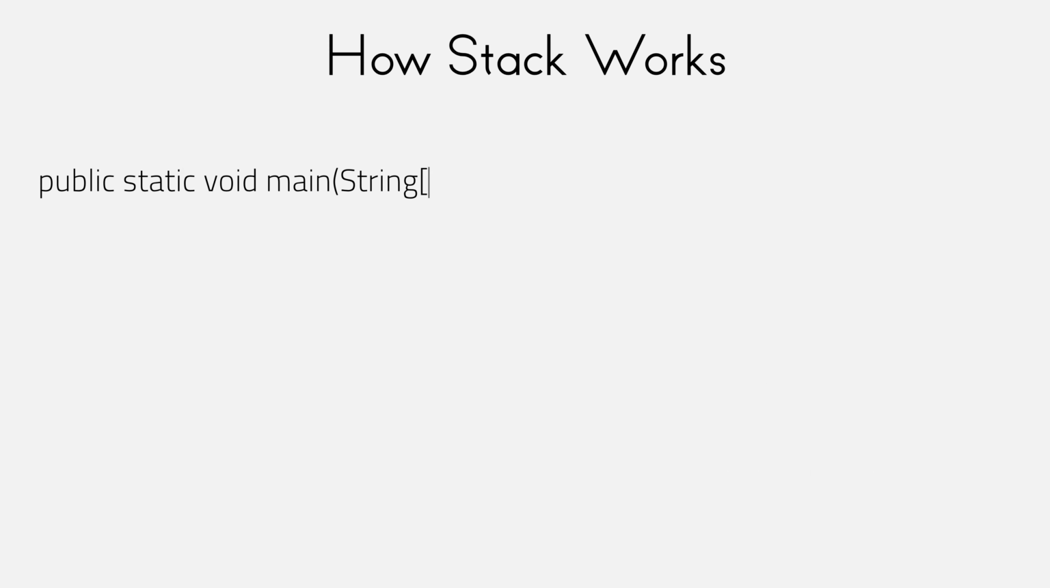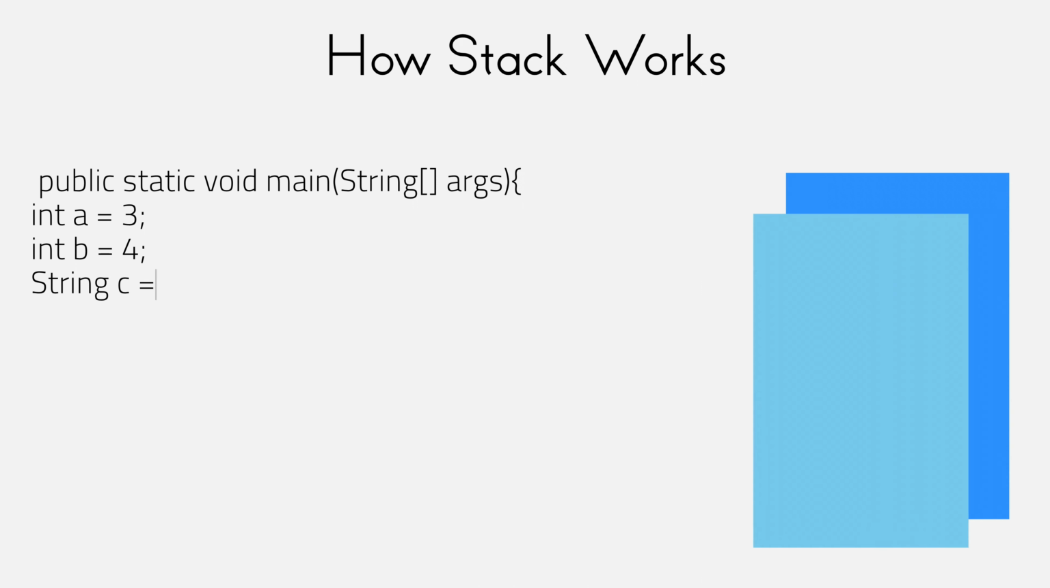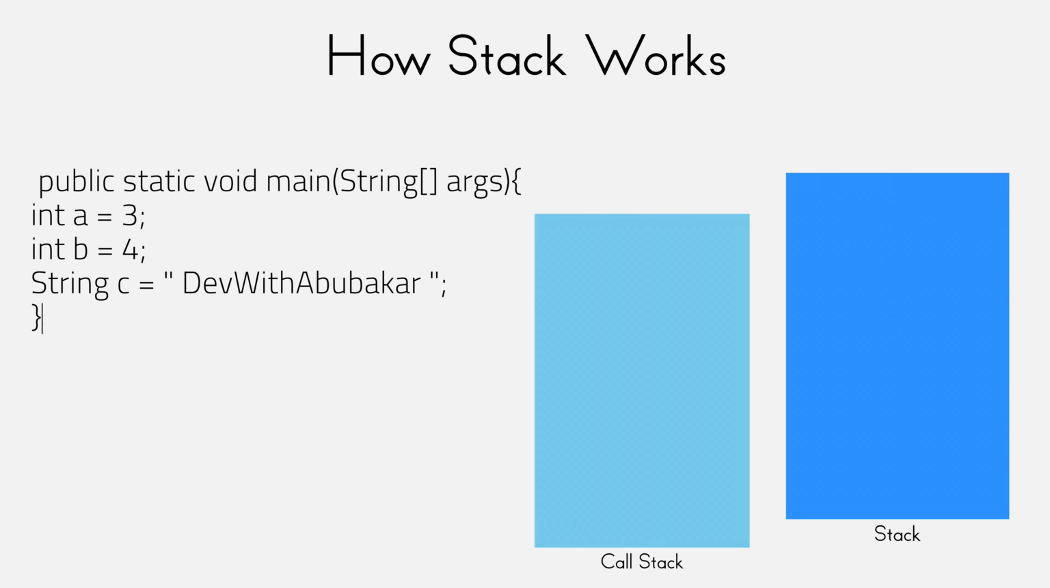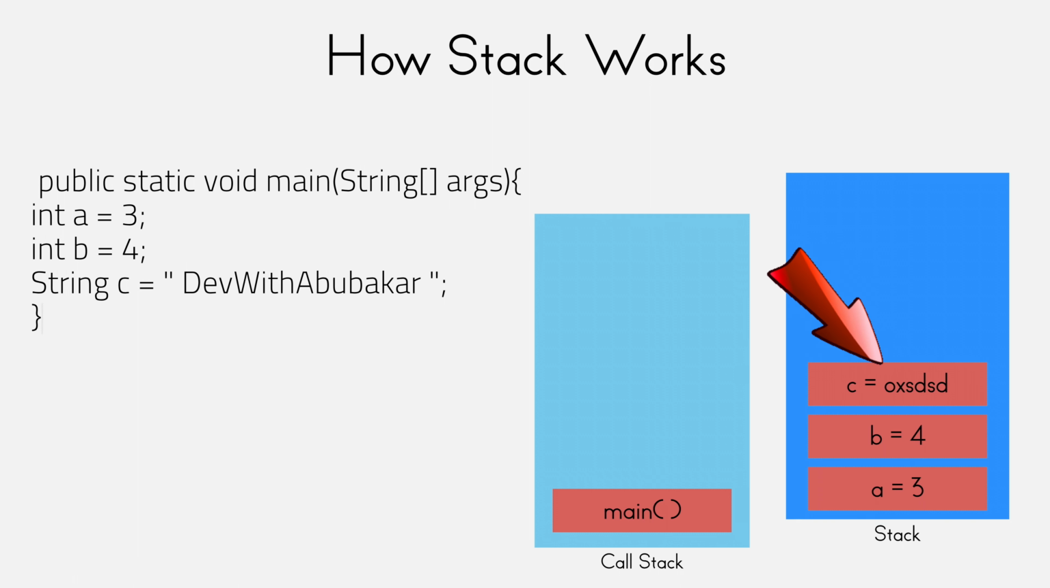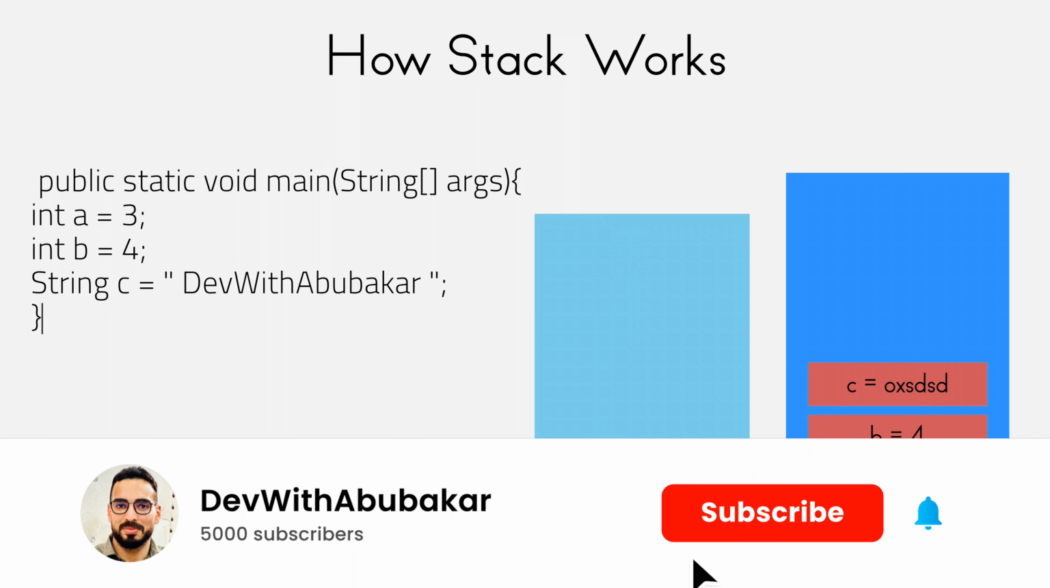So consider this is a Java program with a simple main method, two integers and a string. Now what will happen inside the JVM? First of all, the main method is called into the call stack. When it is inserted into the call stack, it starts creating the local variables inside the stack. If you check the value of C in stack memory, it's a weird memory address. This is because stack can't store non-primitive values. It holds the address of these values and the actual value resides inside the heap memory. If you want to understand this concept in detail, I have attached the link in the description.